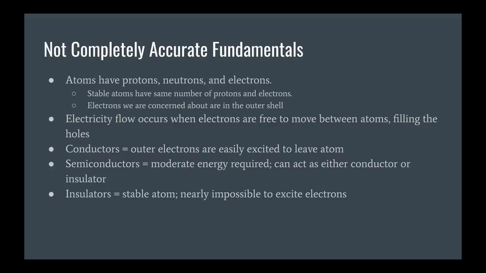So, atoms have protons, neutrons, and electrons. You should remember this from basic school. Stable atoms have the same number of protons and electrons. They're unlikely to release those electrons because they have a very strong valence bond. The electrons that we care about in terms of electrical flow are on the outer shell.